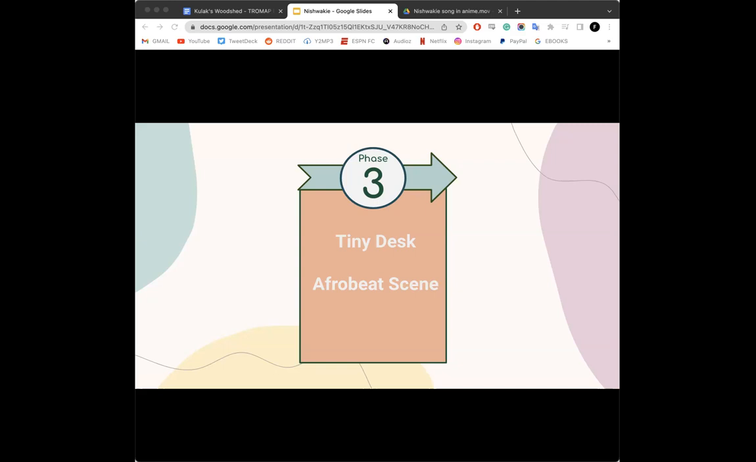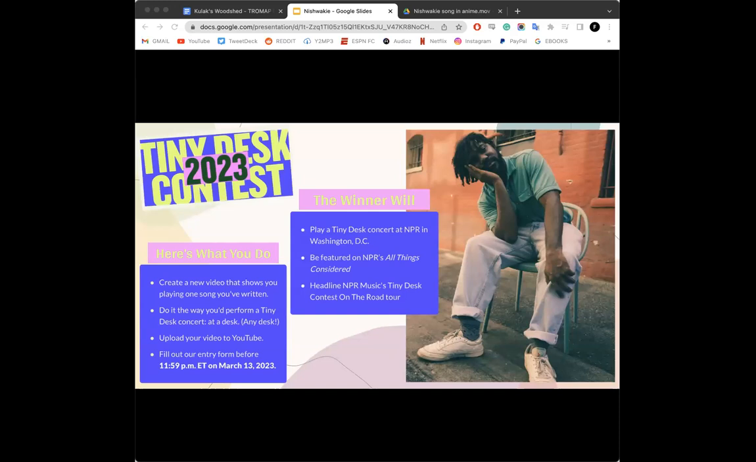Since 2008, NPR Music has hosted their annual Tiny Desk concert for musicians and creators nationwide. The contest allows for independent, unsigned musicians like yourself to gain exposure and reach large audiences. To enter, you will create a video where you are performing an original song behind a desk, similar to the way you'd perform it on Tiny Desk.